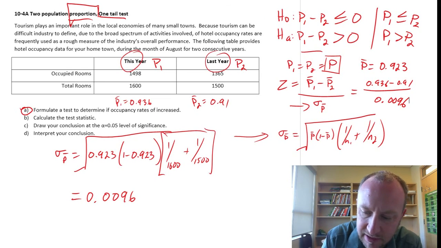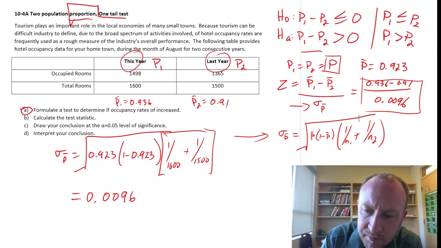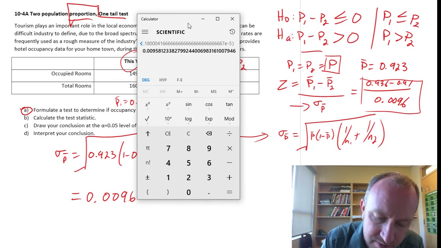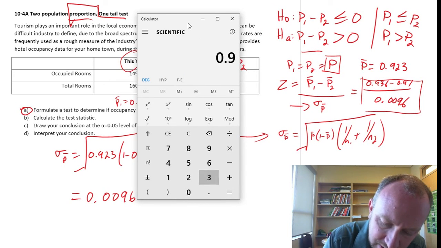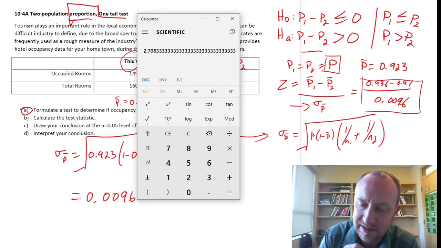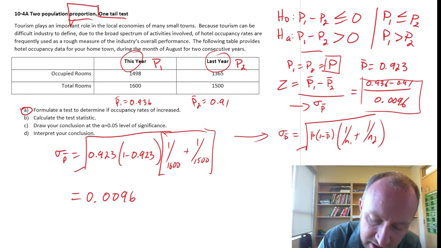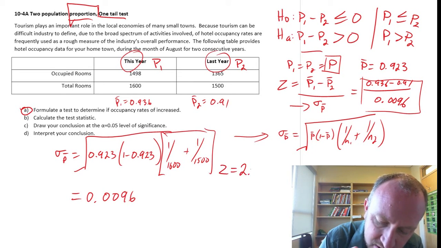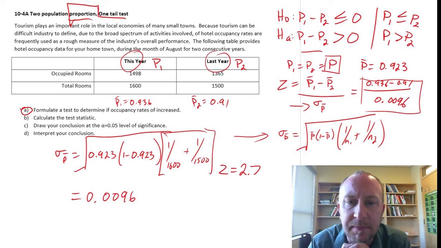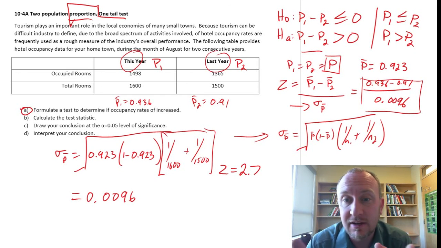So finally, we can obtain our Z statistic. We'll plug that into our formula. So now I'm looking at this calculation up here. So this now is going to be 0.936 minus 0.91 divided by 0.0096, and I get a value of 2.7. Okay, so here's our Z statistic down here, 2.7.